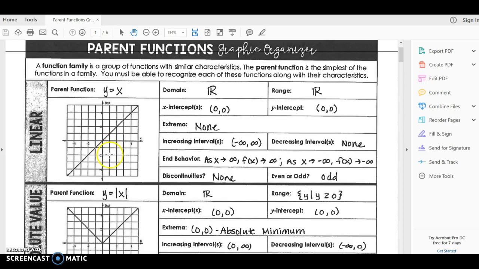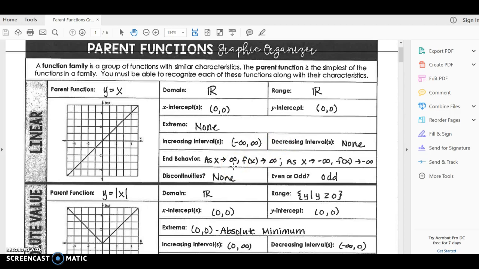Increasing and decreasing. Okay, this is something that you need to know as well. When you read from left to right, when we're talking about intervals, we also talk about from left to right. So if you look at the graph from left to right and you trace that line, if it's going up, it's increasing. If it's going down from left to right, it's decreasing. And if it is flat, then it would be constant or no change. Okay, so this one has increasing for all real numbers. The whole line is increasing. It's not decreasing at all.